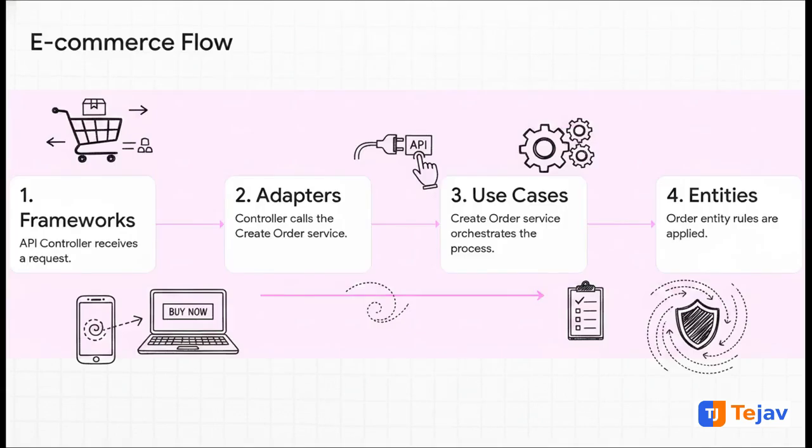Okay, so a request to create an order hits your API controller, which lives out in the frameworks layer. That controller, which is an adapter, then calls the create order use case, passing in whatever data it needs. The use case then takes over and orchestrates the order entity to apply the core business rules. You see the flow? It's always from the outside in. The order entity at the core has no idea an API call even happened.